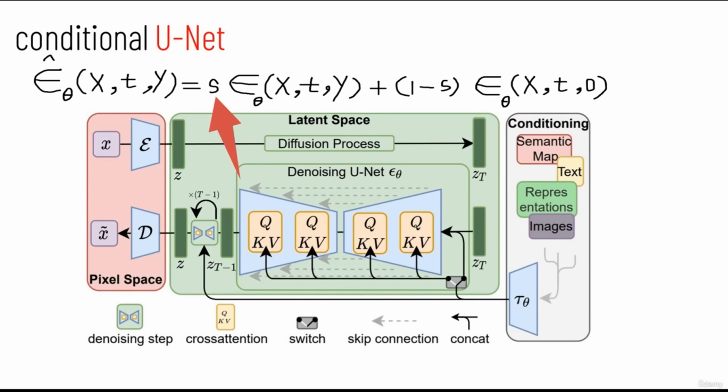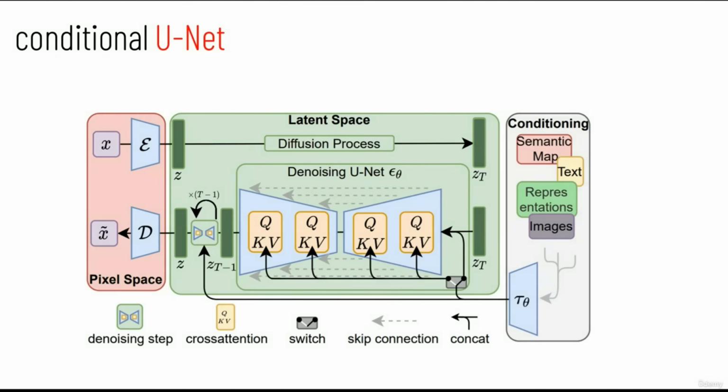Now we have this parameter here, S, which is the guidance scale parameter. We will use it to control the importance of the condition in the generated image. When we increase the value of this parameter, the weight of the epsilon that was created based on our condition will increase, and the weight of the epsilon that was created without any condition will decrease, which means that our generated image will follow our condition strongly.